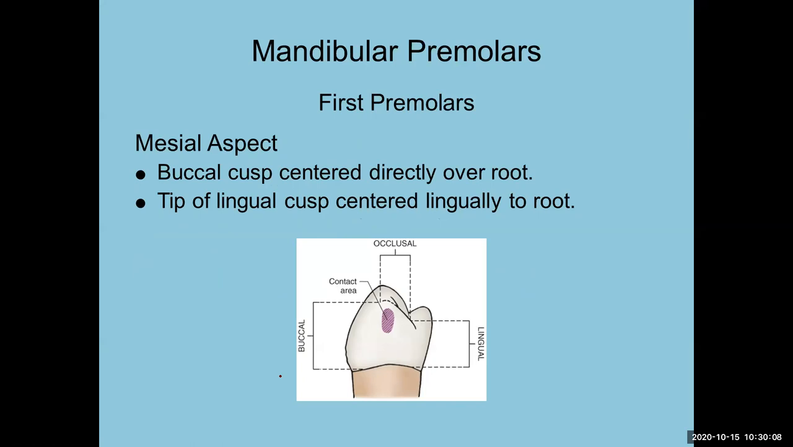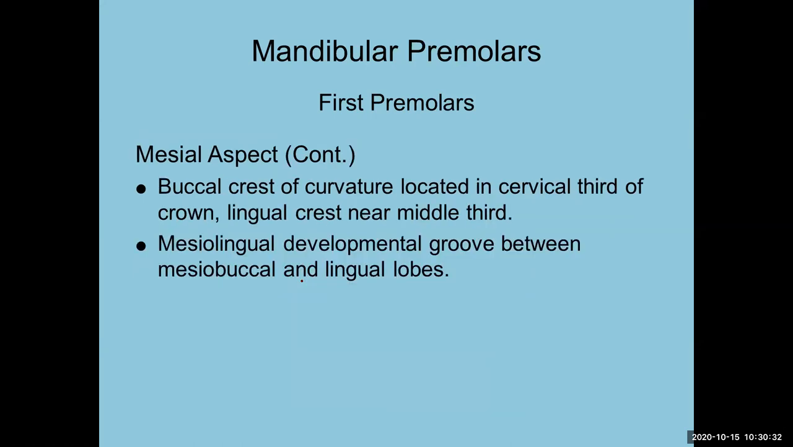The buccal cusp centers directly over the root. The tip of the lingual cusp is centered lingually. So what this is saying is, this is the occlusal here. So the buccal cusp is more centered, but there is a lingual tilt. Crest of curvature for the facial or buccal is in the cervical third, and on the lingual, it is in the middle third. Same with the maxillary premolars.